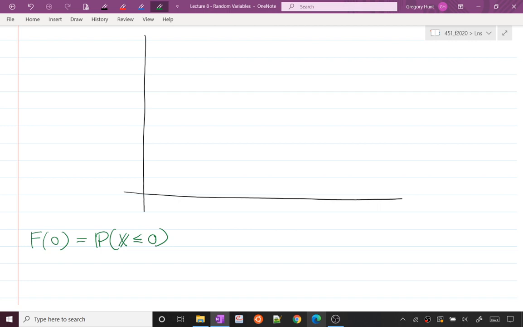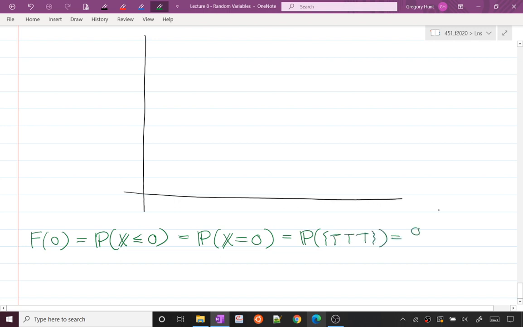Well, what is that? The probability that the number of heads is less than or equal to 0. That surely means it has to be equal to 0, right? Because you can't have less than 0 heads. So this is the same thing as the probability that the number of heads is equal to 0. Well, that's exactly the outcome of just tails, tails, tails, which is 1 out of 8 outcomes. So at 0, I have a probability of 1/8.